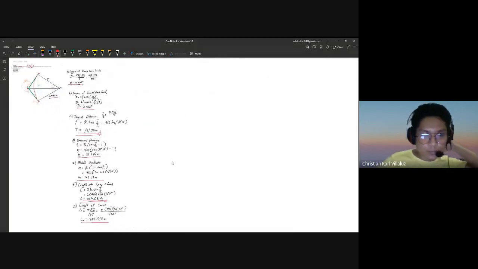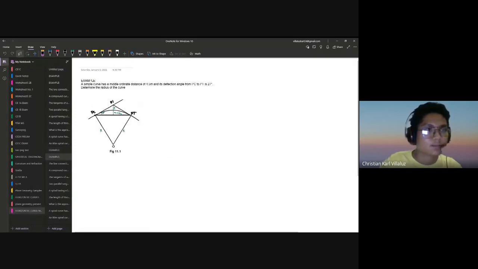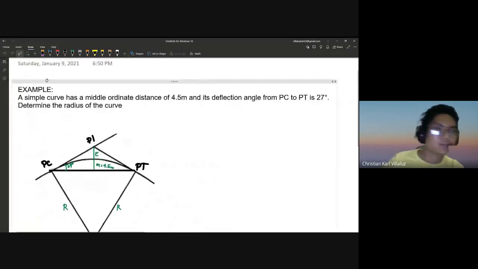Okay. So, ganyan ang pag-solve ng iba't ibang parts ng isang simple curve. Okay? Next. Sa ibang situation naman, ibang klaseng problem naman para sa simple curve.